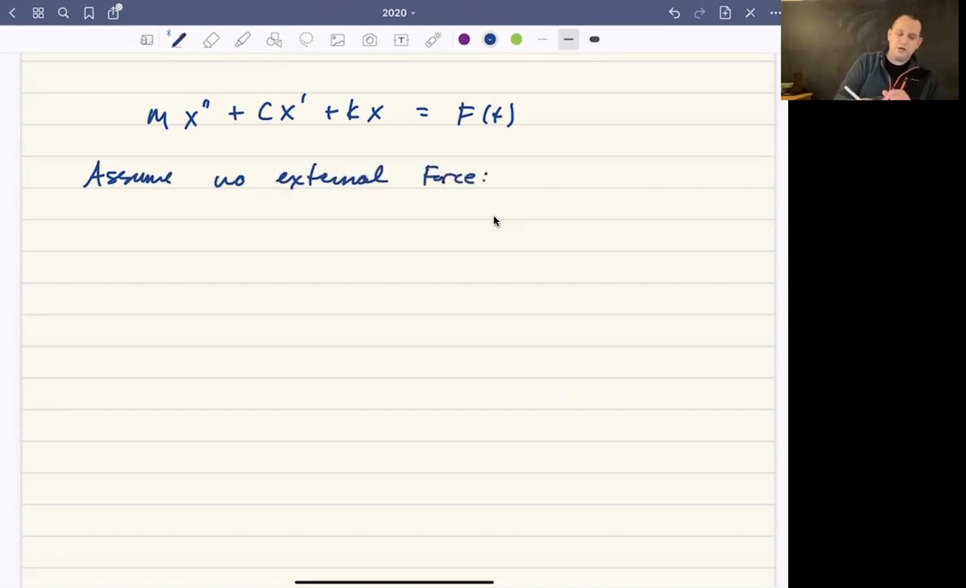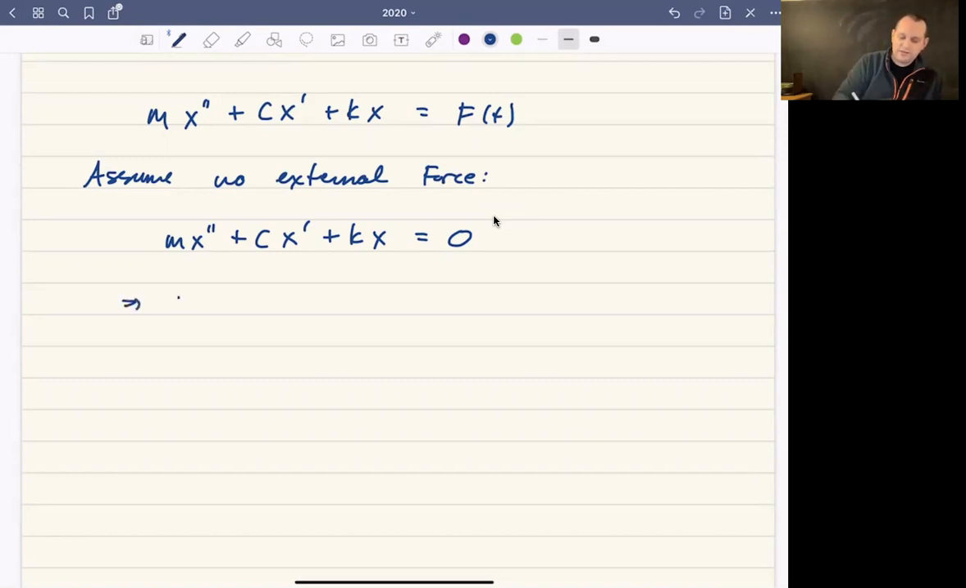And one thing that is also going to make our lives easier is to mess with this just a little bit. So we're going to have mx double prime plus cx prime plus kx equals 0. So the external force is 0. And then I want to mess around with the constants here just to make this as nice as possible. So the first thing that we're going to do is divide both sides by m. And then this will give us a monic equation, meaning that the leading coefficient is 1.